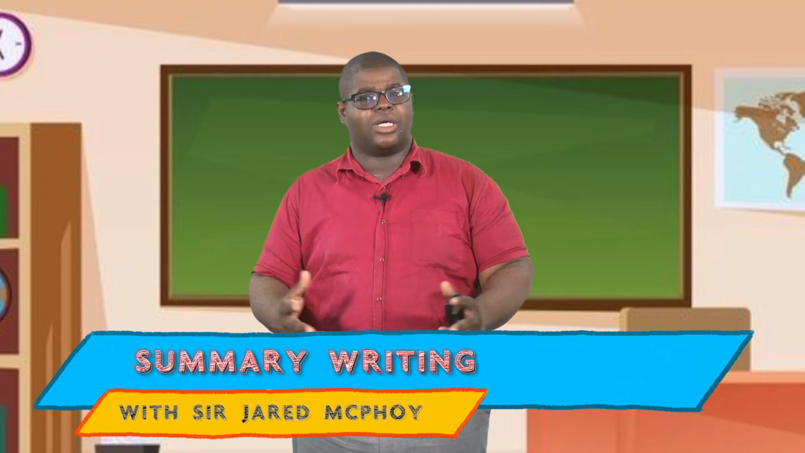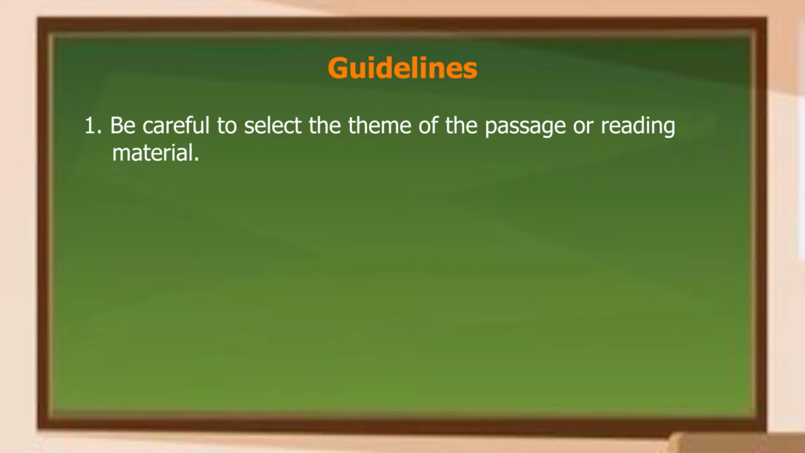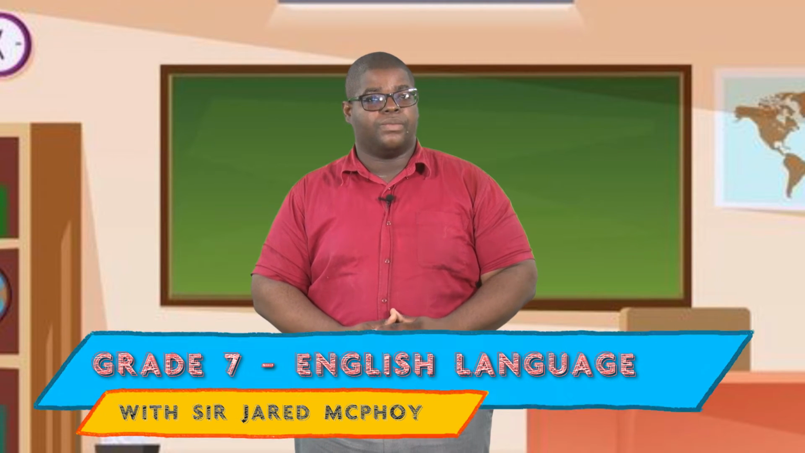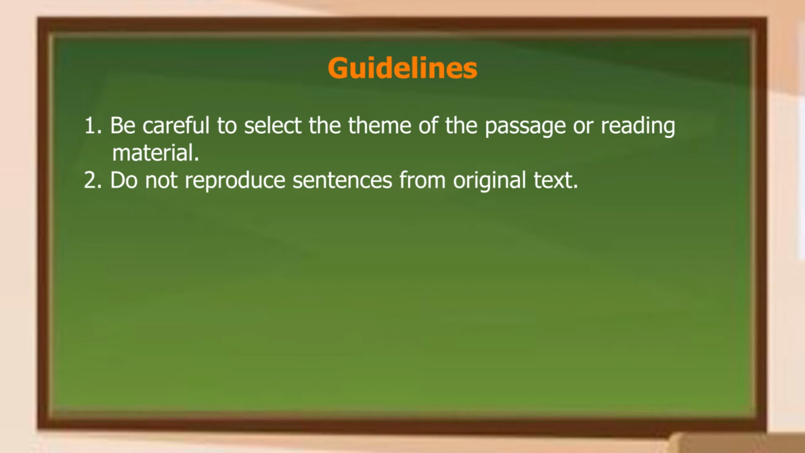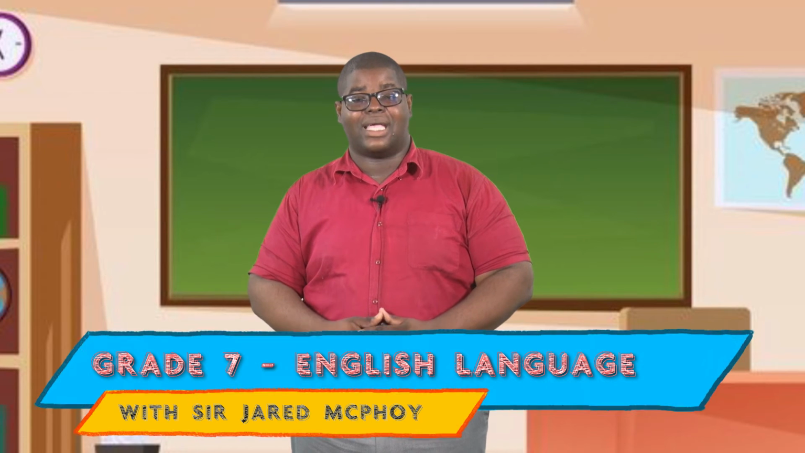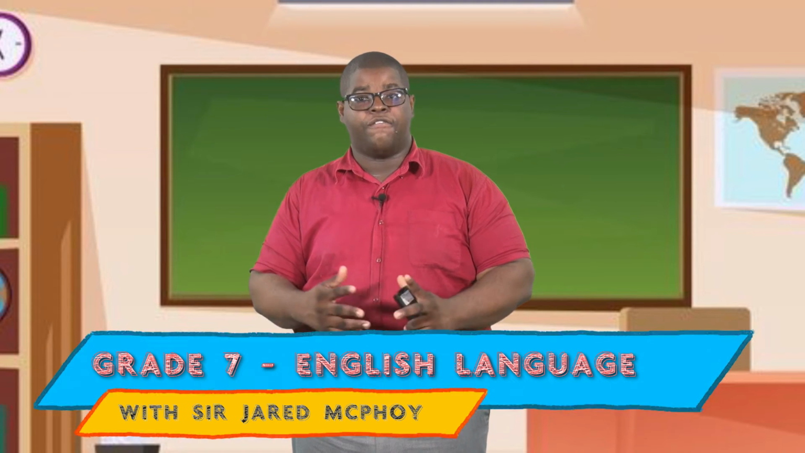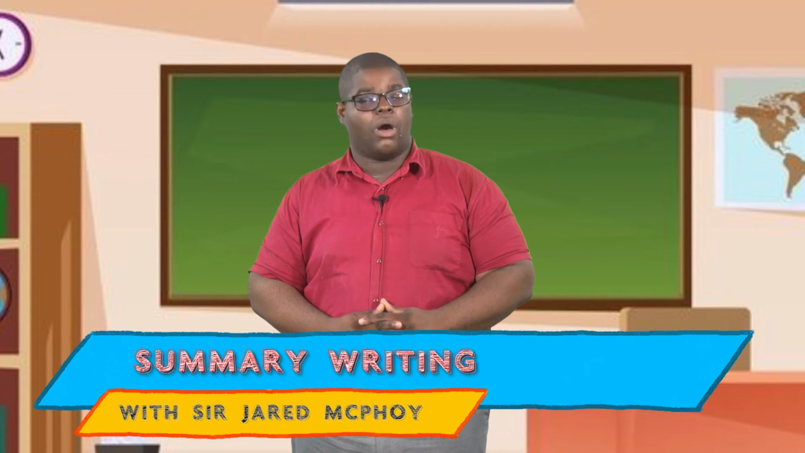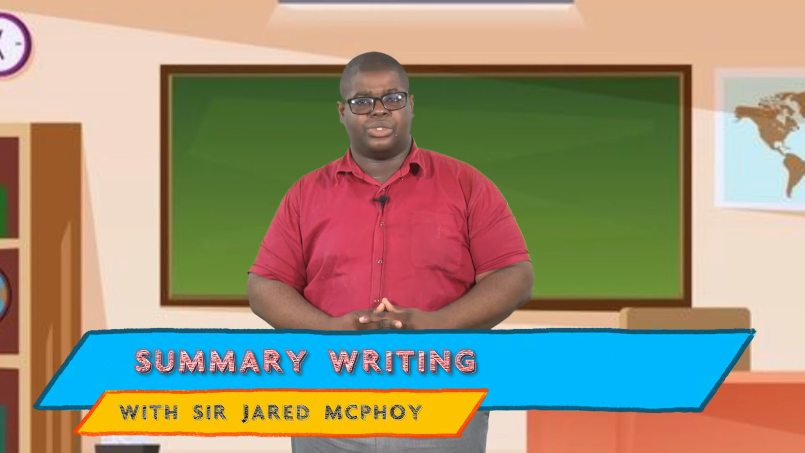All right, now let's look at some guidelines. Number 1, be careful to select the theme of the passage or reading material. So you want to ensure that you know what the theme is. Number 2, do not reproduce sentences from the original text. This is known as lifting. When you take the exact words or the exact sentence or sentences from the passage you have to summarize and you write it exactly as it is in your summary, we call this what? Lifting, and you don't want to do that.